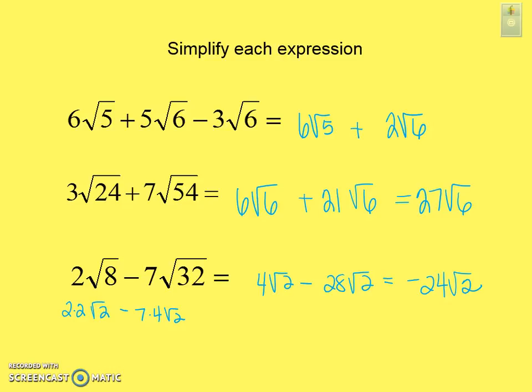In the last one, we see 4 radical 2 minus 28 radical 2, which is going to give us a negative 24 radical 2.